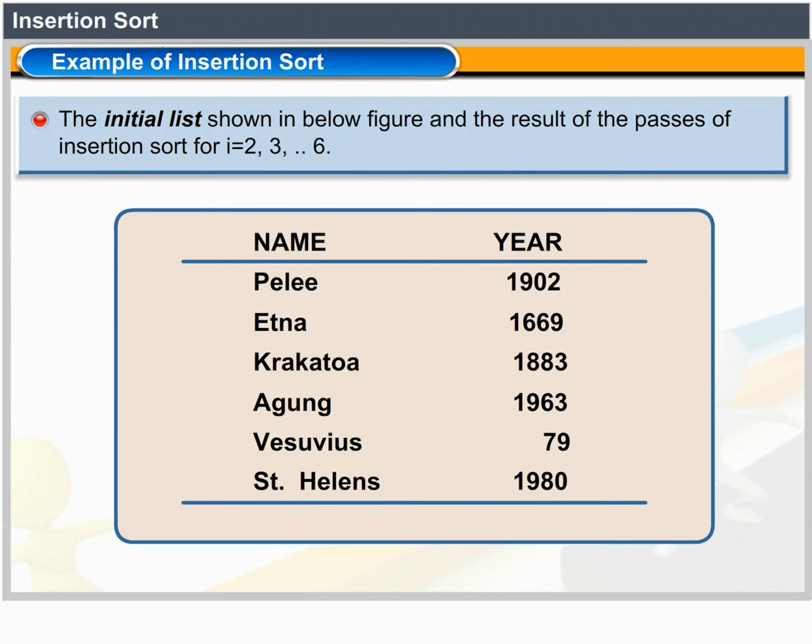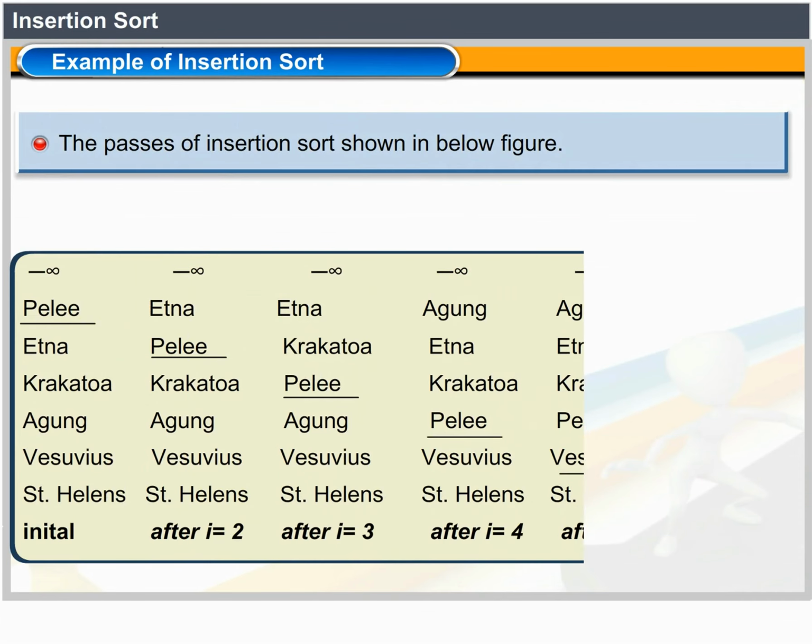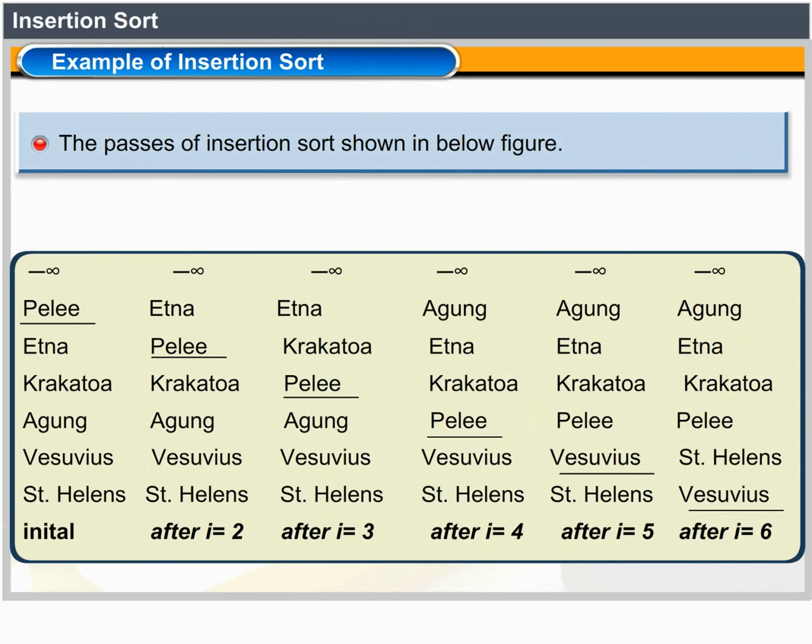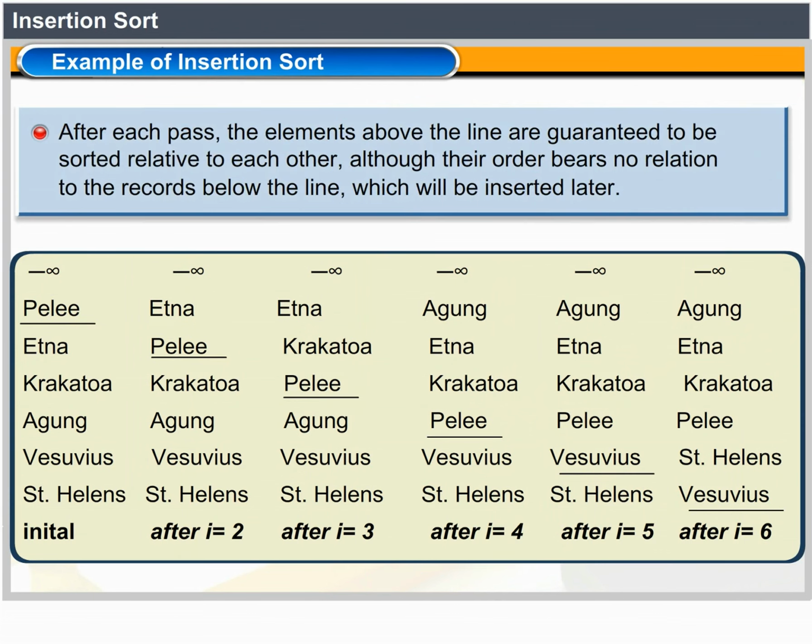The passes of insertion sort are shown in the below figure. After each pass, the elements above the line are guaranteed to be sorted relative to each other, although their order bears no relation to the records below the line, which will be inserted later.